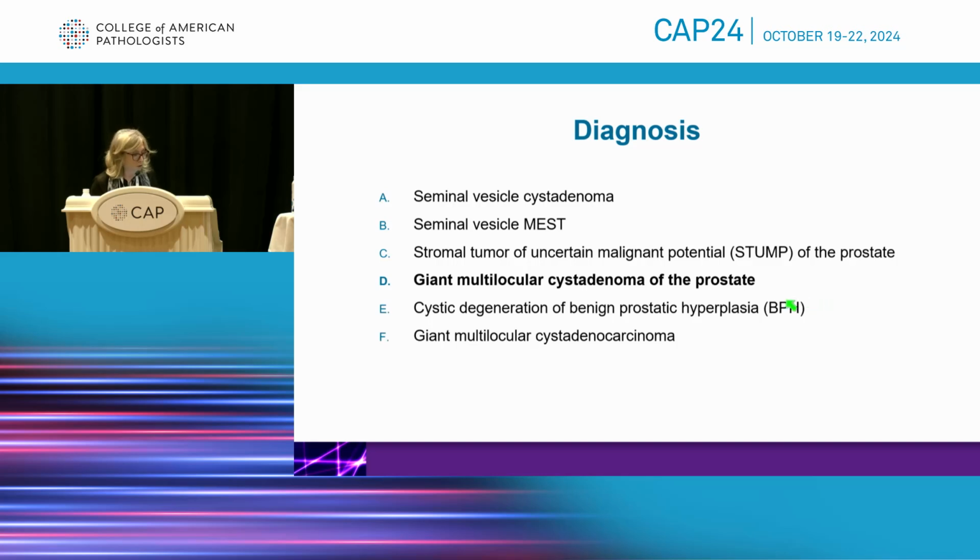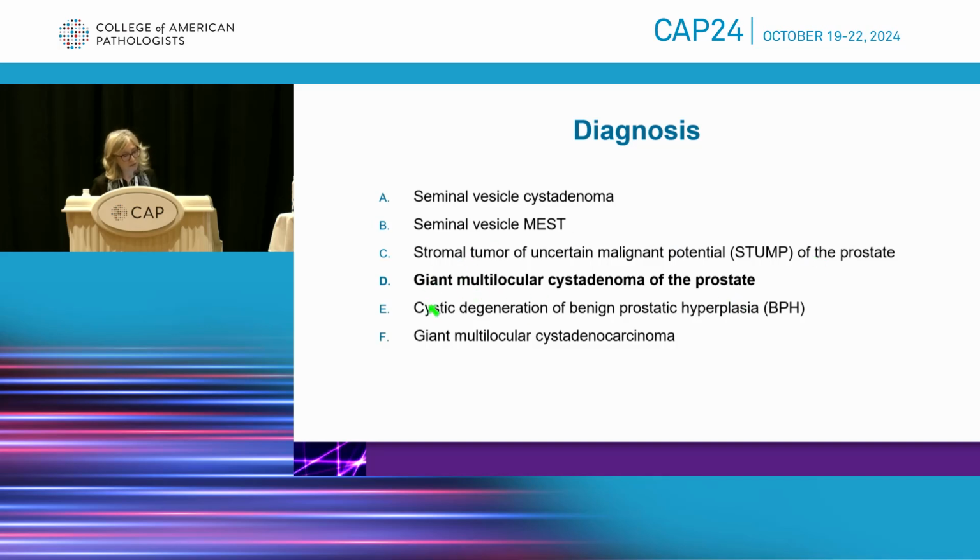So as you all decided, I also favored that this was a giant multilocular cystadenoma of the prostate for the reason that I mentioned. I didn't think this was coming from the seminal vesicle. I did not think that this was a stump of the prostate because the stroma just did not match the features typical of stump in the prostate. So I thought that this was a possibility.